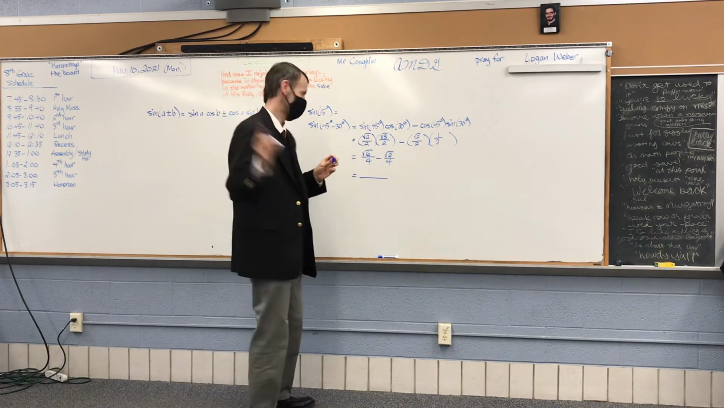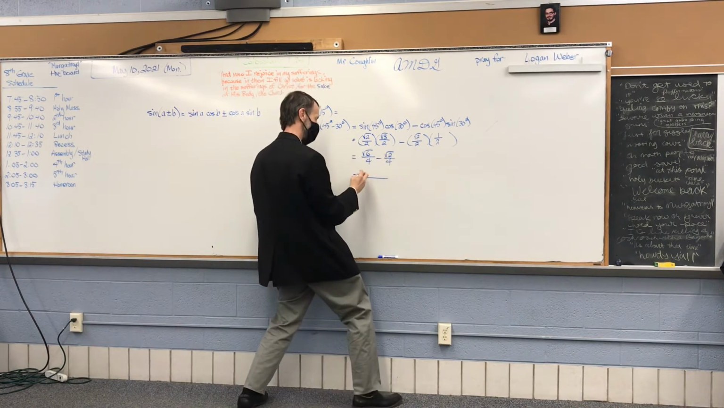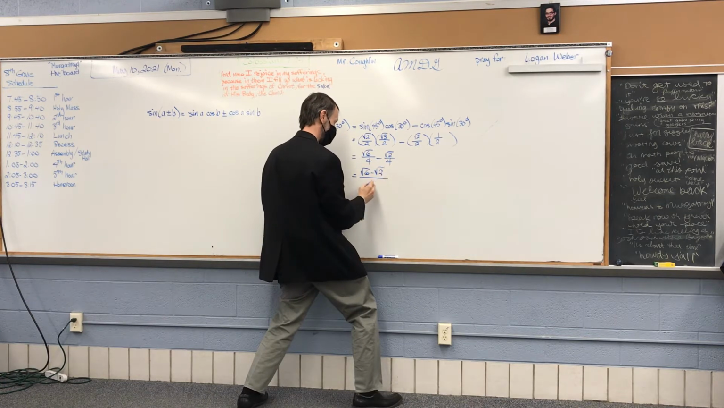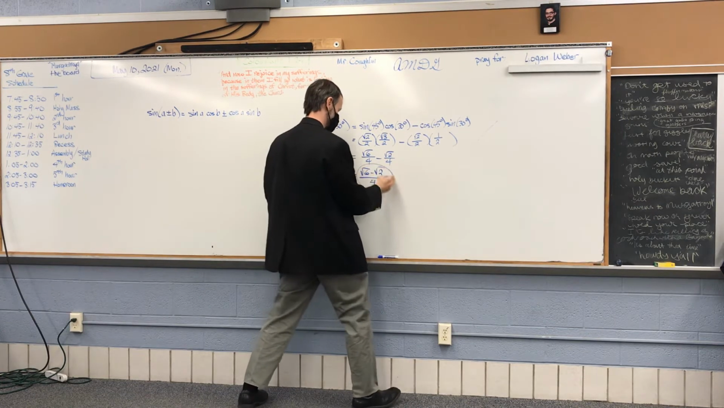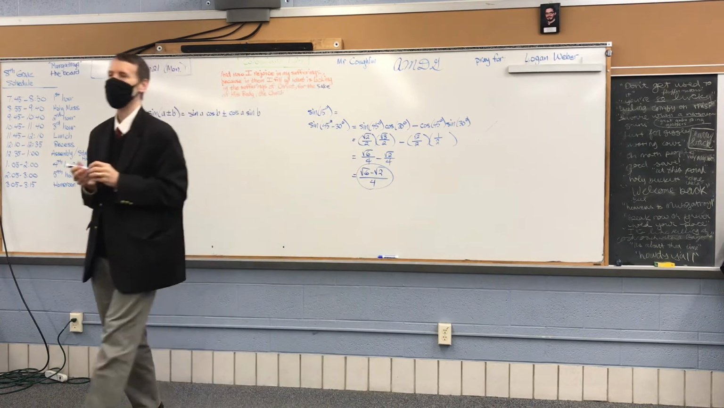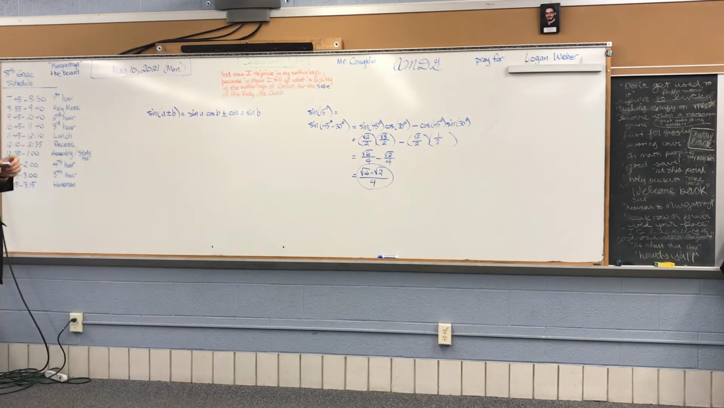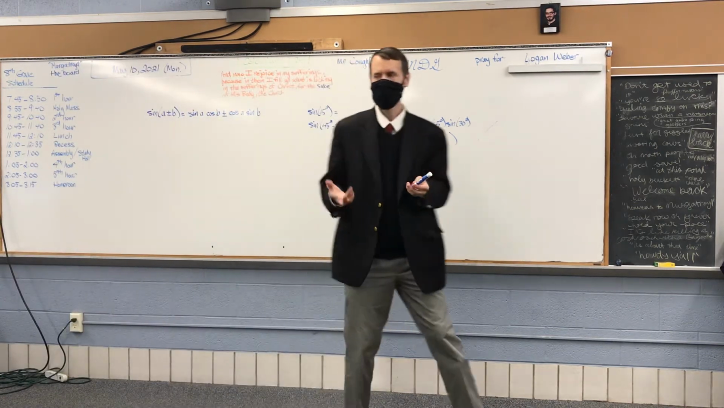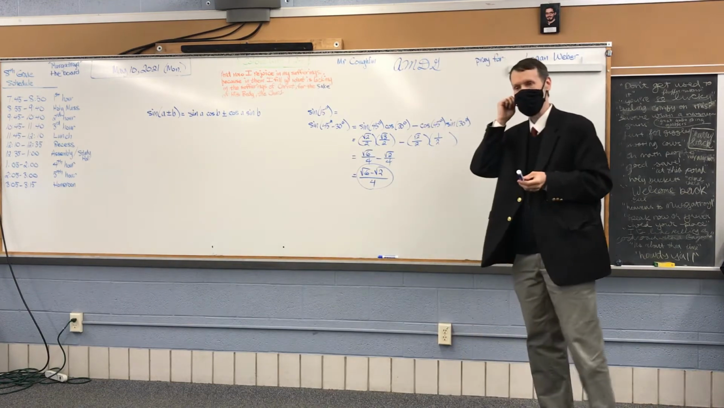So, Will, take over. What is the final answer? Square root of 6 minus square root of 2, over 4. Don't do anything with the top. You can't simplify. You're done. Does that make sense? That is the exact answer for the sine of 15. It looks a little clunkier than normal, but it's exact. It's not just a decimal.